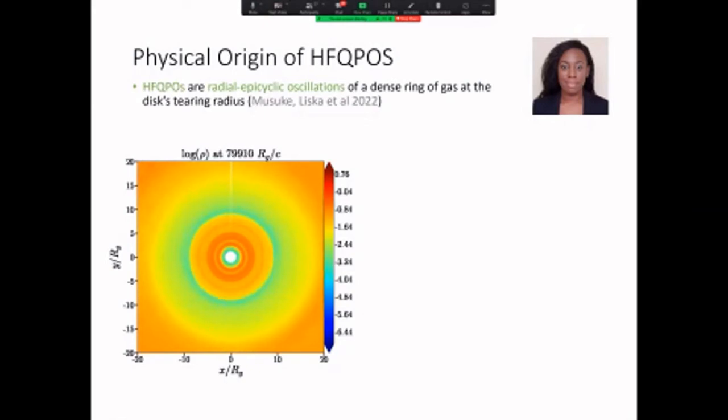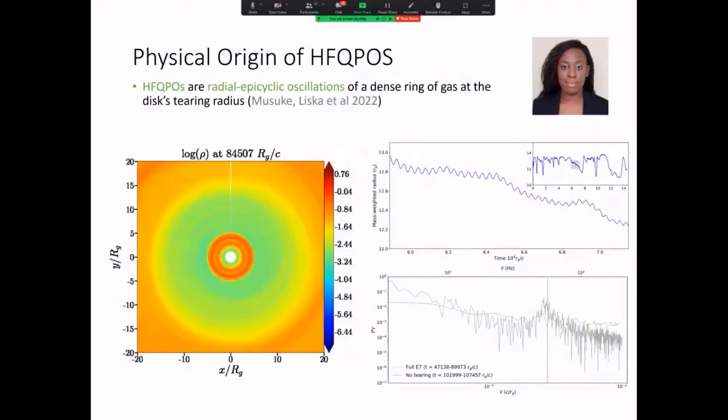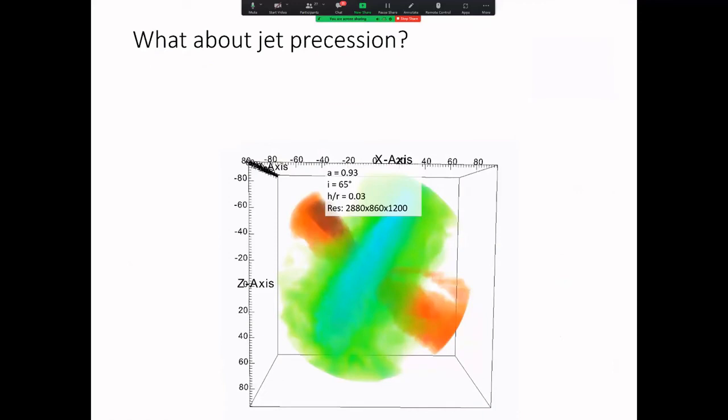For that, we've looked at the density averaged radius of this disk for a time. And this is what we found. This is the time when this disk is precessing, and this is the mass weighted radius of this inner disk. And we see a very nice oscillation at 56 hertz, which also pops up in the associated power spectrum. So the conclusion is really that it is this radial epicyclic oscillation.